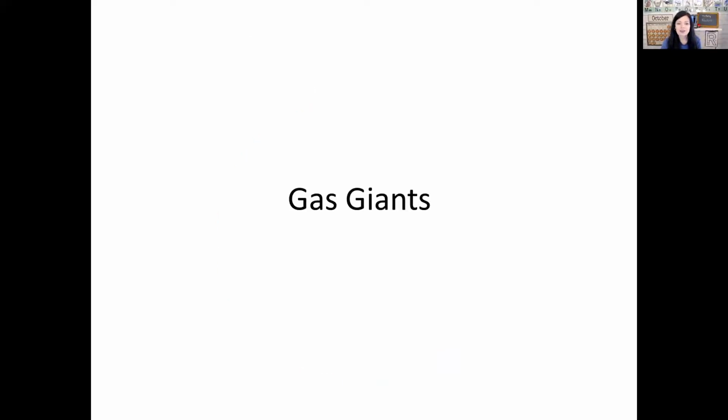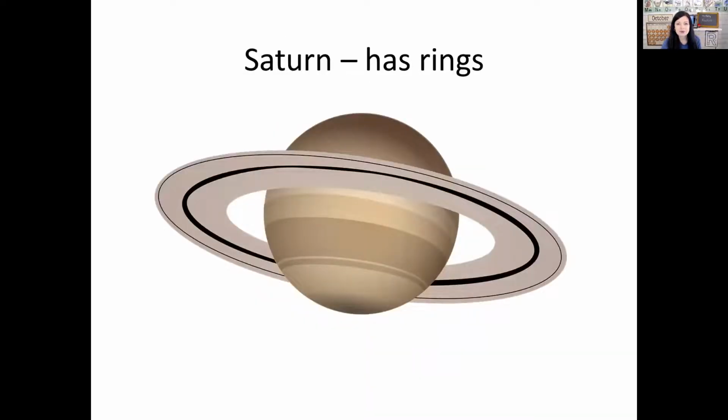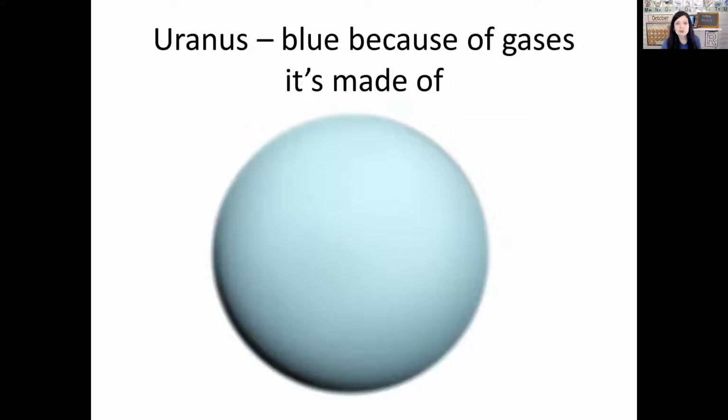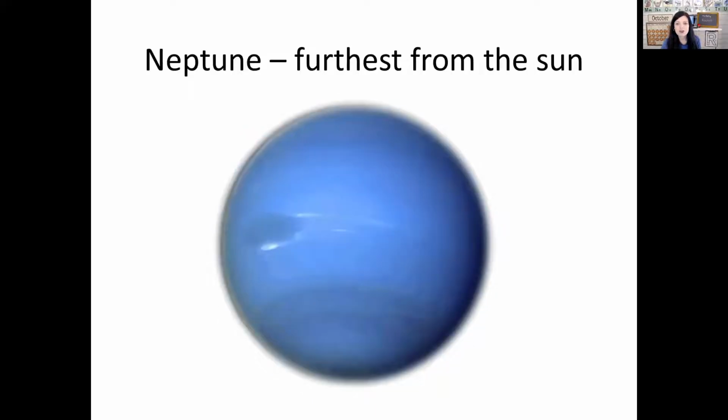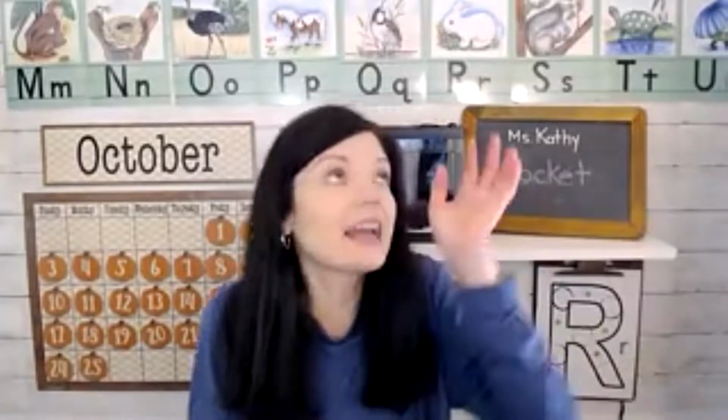These next ones are called gas giants because they're made of gas, like Jupiter, the largest planet that has a red spot that's really a storm. There's Saturn that has rings. There's Uranus. It's blue because of gases that are on it. There's Neptune. It's the furthest from the sun. And then there's Pluto, which some people don't even think is a planet because it's so tiny and so far away.